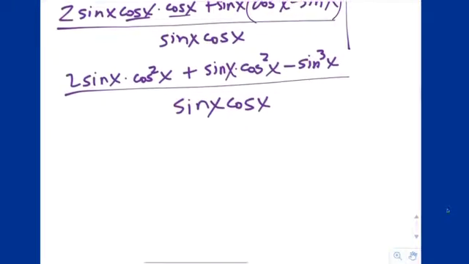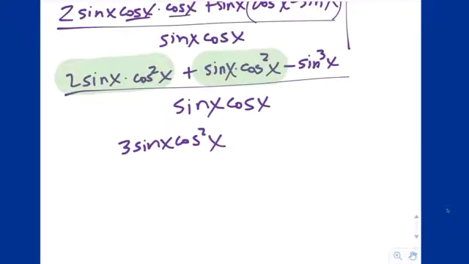Okay, now in the top, does anything combine? Do we have like terms anywhere? We actually do. They have the same variable part, sine x cosine squared, sine x cosine squared. So 2 of them plus 1 of them makes 3 of them. So again, I'm not quite sure where this is going at this point, but I'm enjoying the adventure. It's fun.